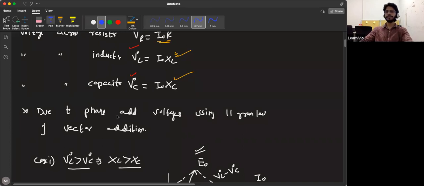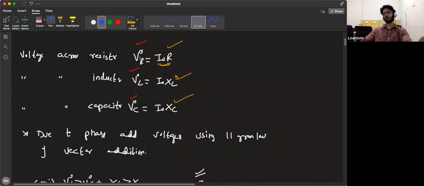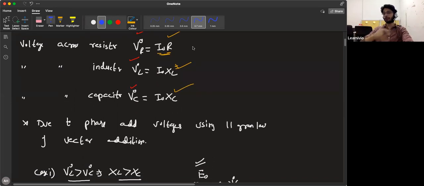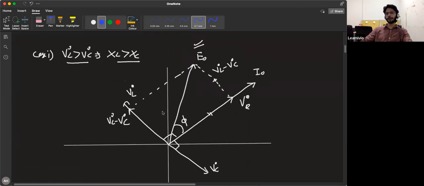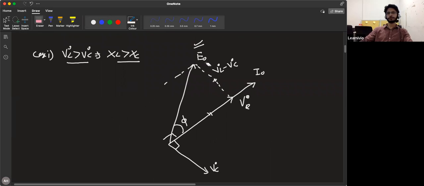Okay, now let's add all these three voltages. We'll add V naught R, V naught L, and V naught C. But to add them up, we'll be using the parallelogram law of vector addition. Is it clear up to here? Yes, sir. We first calculated the voltage drop across individual elements, and now we'll add them up using the parallelogram law. We can't add them up algebraically. So to add these voltages, we'll first make the phasor diagram. Let's draw the phasor diagram again.